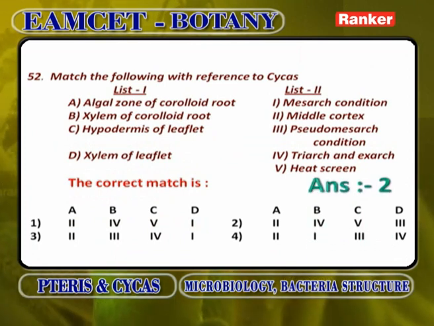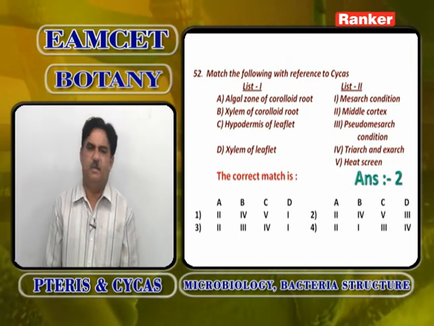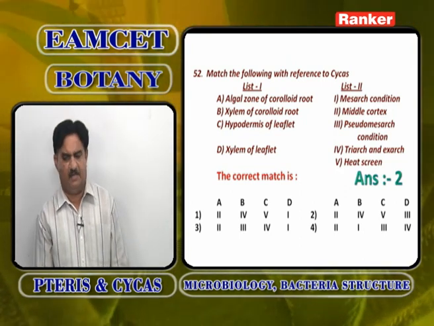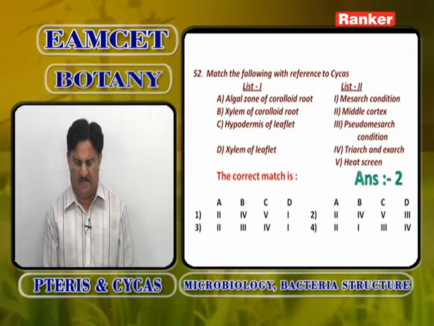Now, another matching regarding Cycas. Match the following with reference to Cycas. Algal zone of coralloid root is middle cortex. Always middle cortex is called algal zone. Xylem of coralloid root is always triarch and exarch. Hypodermis of leaflet, that is C. Hypodermis of leaflet is always heat screen. Leaflet hypodermis is sclerenchymatous. It functions like a heat screen.